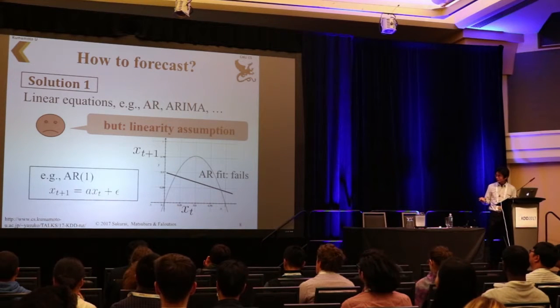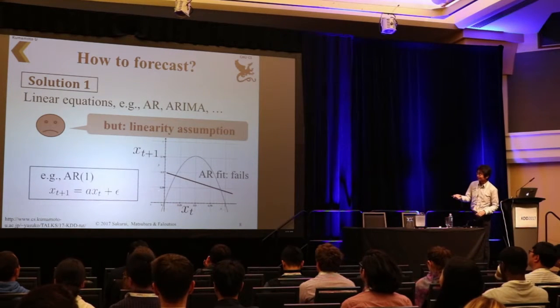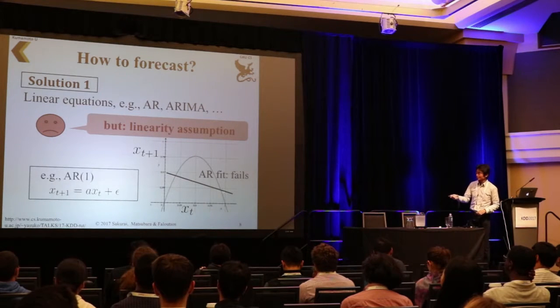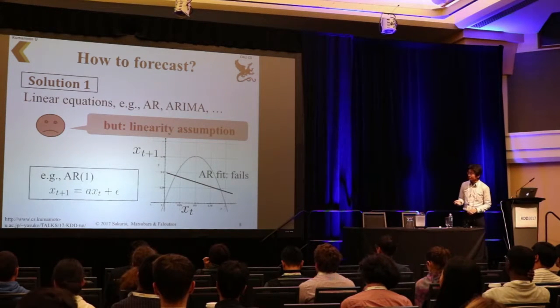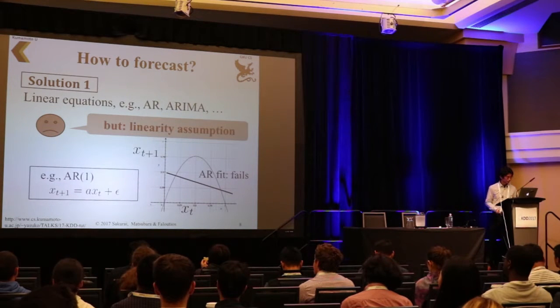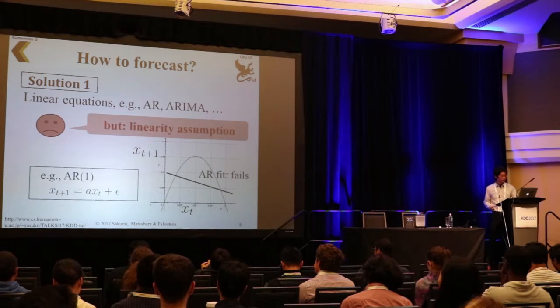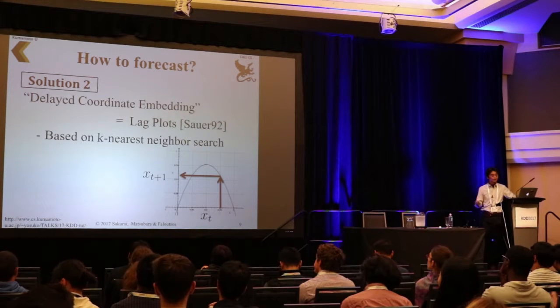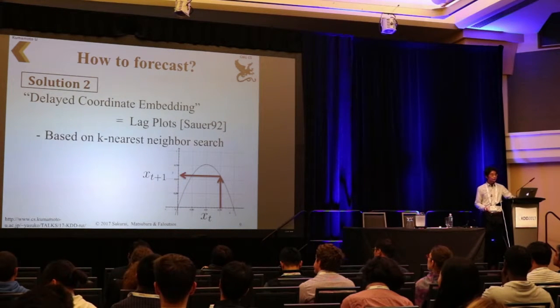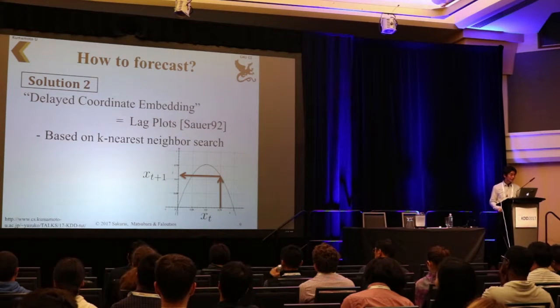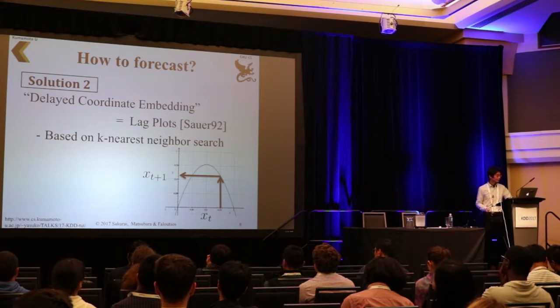If we try to fit this data, AR doesn't work for this data because AR assumes a linear assumption. So it is hard to predict nonlinear phenomena. Then we have to think about another solution. Solution number 2 is to use delay coordinate embedding and also use k-nearest neighbor search.